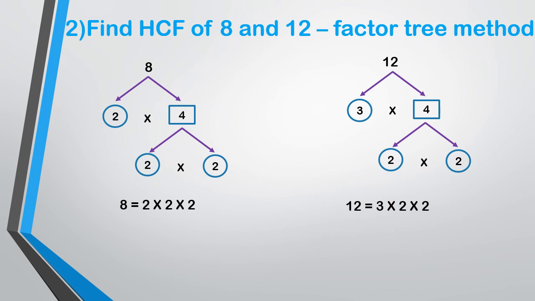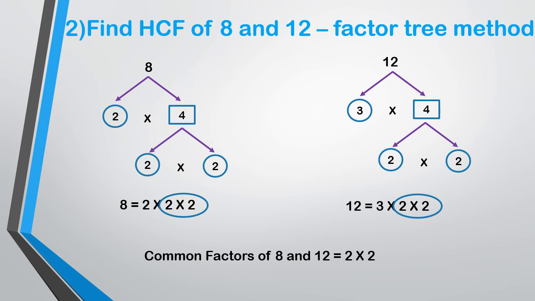So 12 is equal to 3 into 2 into 2. 3 2s are 6, 6 2s are 12. So we got the given number, so our steps are correct. Next we have to choose the common factors. 2 into 2, here also 2 into 2. So the common factors of 8 and 12 are 2 and 2. So the highest common factor is 2 into 2, 4. 2 2s are 4. So the answer is 4.